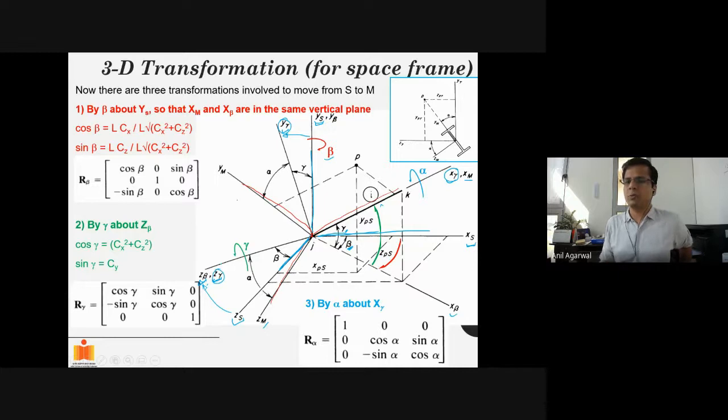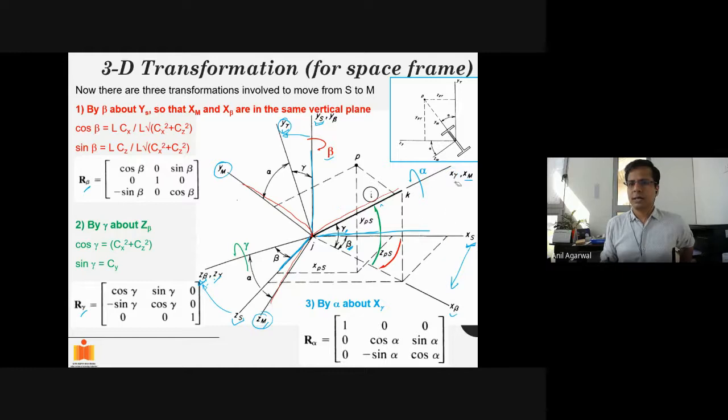Now, after this rotation, how many of the axes have aligned already with the member coordinate system? Only x has aligned, right? My z has not aligned. My z is still z gamma, but my zm is sitting here, which is not aligned with z gamma. My ym is sitting here, and y is not aligned with y gamma. But I have been trying single-mindedly to align my xs. That's why I brought xs to x beta first, then I took x beta to xm. So these two transformations allowed me to do that. Which are these two transformations? Beta and gamma, in this order.